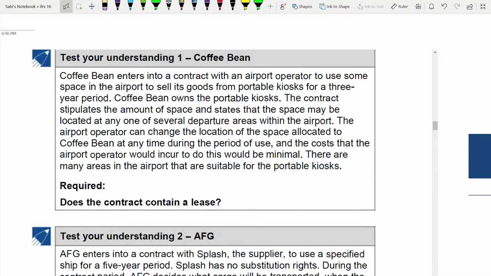Test understanding 1, coffee bean. So there are two questions, and in these two questions the question is the same. Does the contract contain a lease? Okay, so we'll read the first one.